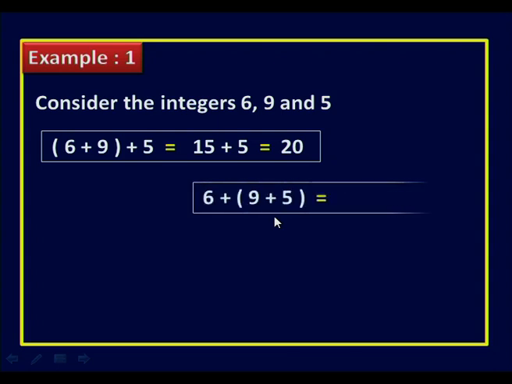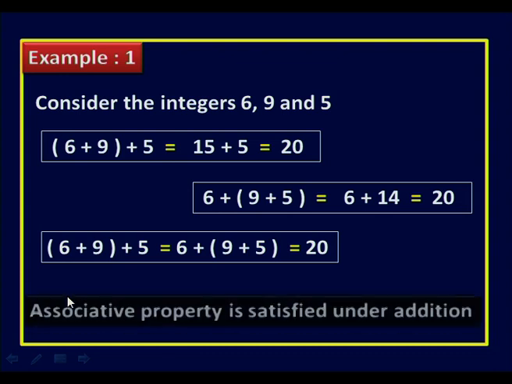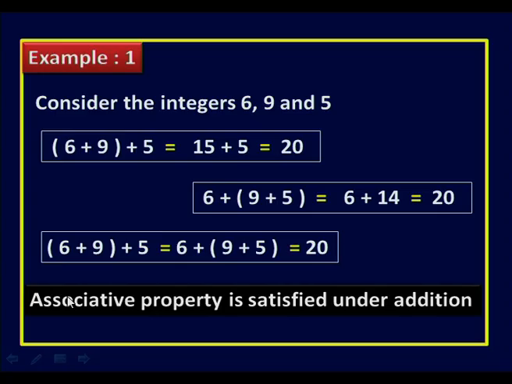Now, let us add the same three numbers in other way, that is 6 plus, now within brackets 9 and 5, which means I am going to add 9 and 5 first. So, 6 remains as it is, plus 9 plus 5 is 14. So, 6 plus 14 is 20. Now, from this what do you conclude, children? Yes, I can write 6 plus 9 within brackets plus 5 is equal to 6 plus 9 plus 5 in brackets. That means, we can add integers in any order, children. Now, this property is called associative property. So, I can say associative property is satisfied under addition.